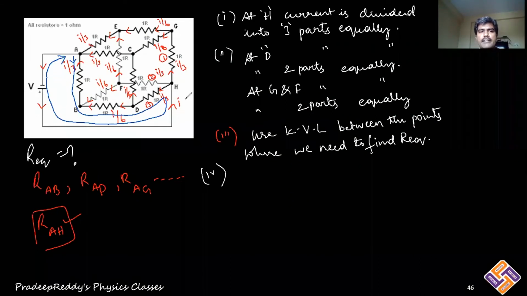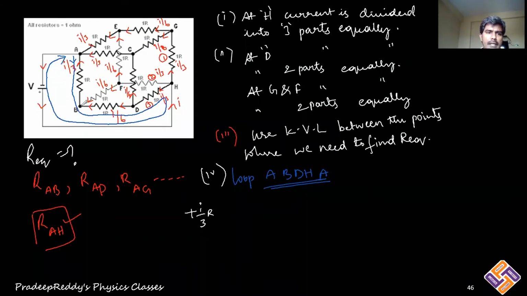In this case, it is between A and H. I am selecting the path which is marked with blue ink. Now start from A. For the loop A, B, D, H, A, I will now write the KVL equation. Start from A. You are going opposite to the direction of current. Therefore, it becomes plus. How much is the current in the circuit? I by 3 and resistance is R. Of course, I'll use that 1 ohm later. So I by 3 R.